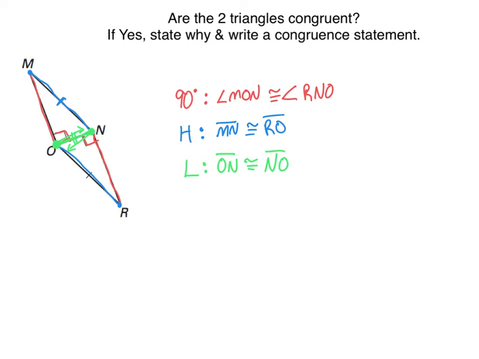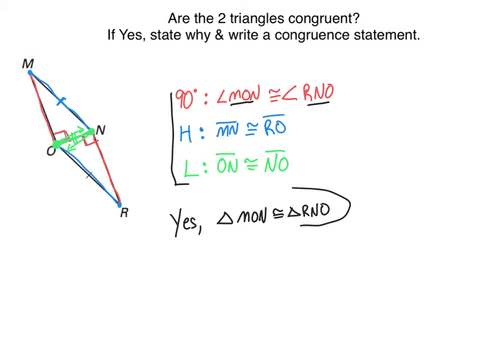Then that answer is, because I've gotten my 90 HL, yes, they are congruent, and then I write my congruent statement. Now, here's one advantage of using three-lettered angles. I already have the three angles, the letters lined up. So I could say then triangle MON is congruent to triangle RNO. So there's a big advantage when you write angles using three letters. It gives you the triangle congruent statement already set up for you.